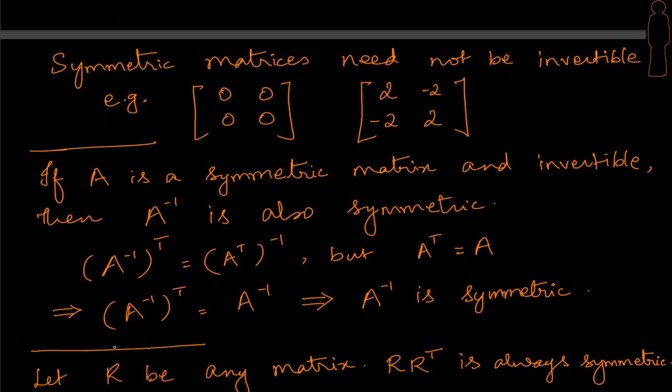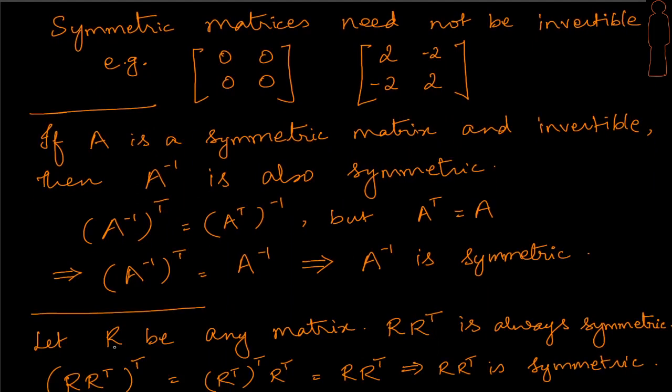So here is one interesting property of symmetric matrices. If A is a symmetric matrix and invertible, then A inverse is also going to be symmetric. That's why we are imposing two conditions here, saying that it should be symmetric and invertible, because it's not that every symmetric matrix is invertible. We have examples here. Symmetric matrices need not be invertible.